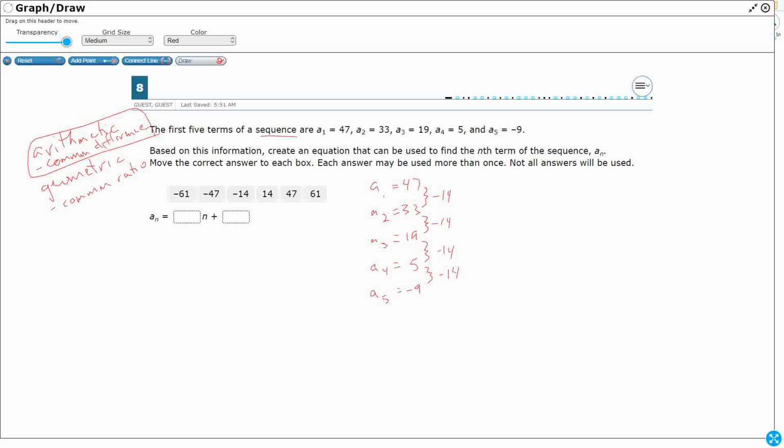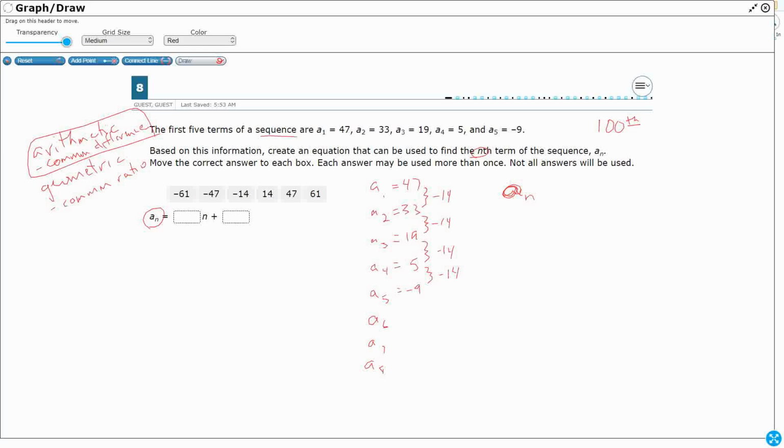Now, we need to find something that looks like this: a sub n equals blank n plus blank. All right, so how do we write this arithmetic sequence? When we write it like this, we are going to write a sub n, and what that means is that n is the nth term. So if I wanted to find the 100th term, you know what I really don't want to do? I really don't want to write a sub 6, a sub 7, a sub 8, all the way down to a sub 100 and subtract 14. So I would rather have some type of equation here, and that's what we're looking for.